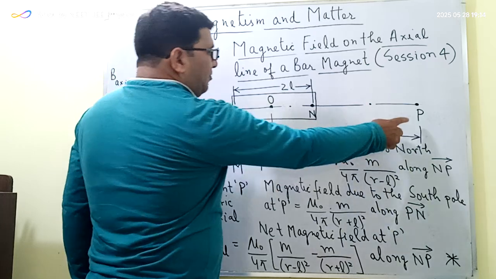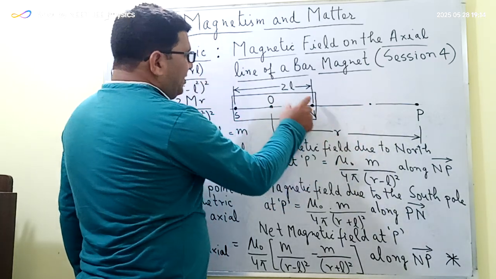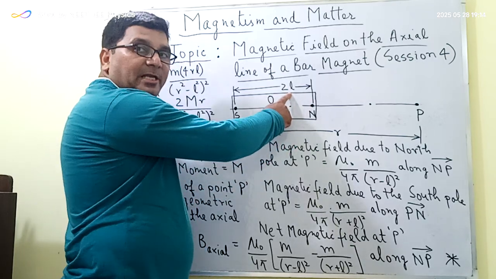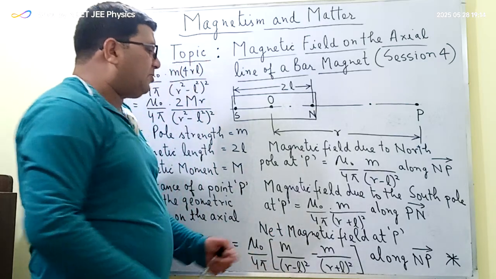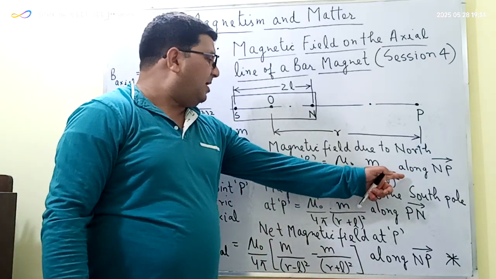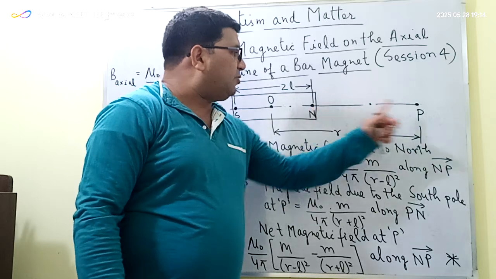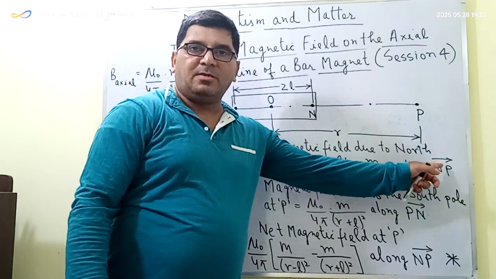The distance between the geometric center and this point P is equal to r. The distance between the geometric center and the north pole is equal to L. So the distance between the north pole and the point P will be r minus L, whole square, and the direction of the magnetic field will be from N to P. That's why I have written that it is along NP.